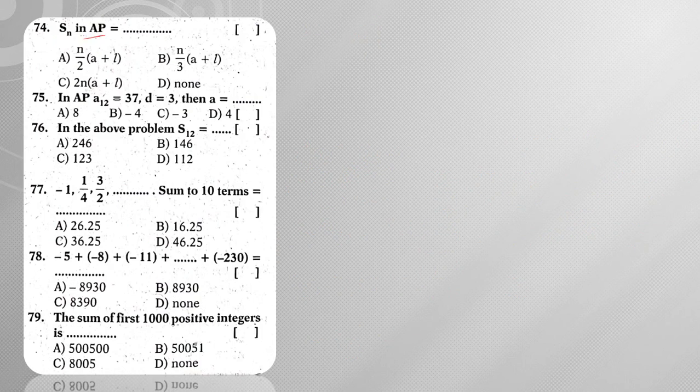So what is the formula of sum of n terms of AP? N by 2 into first term plus last term. Here A is first term, L is last term. Next, in an AP, A12 is equal to 37 and D is equal to 3. Then what is the value of A? How will you represent A12? So A12 I can write as A plus 11 times D, which is given as 37.